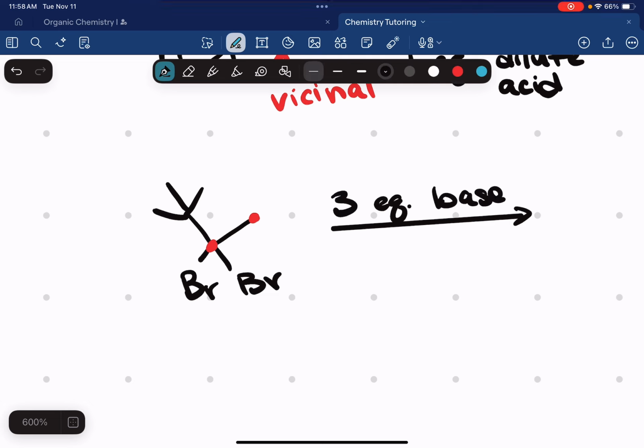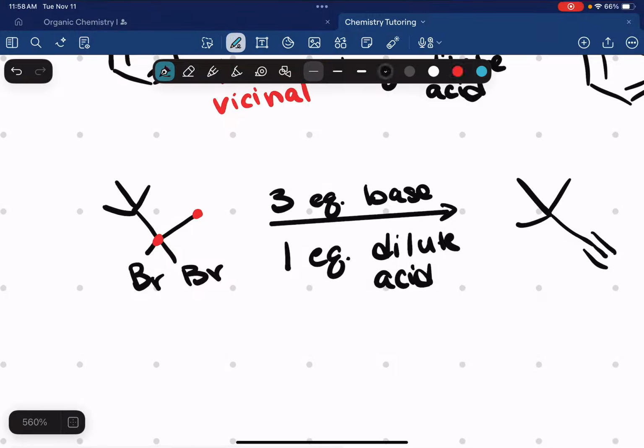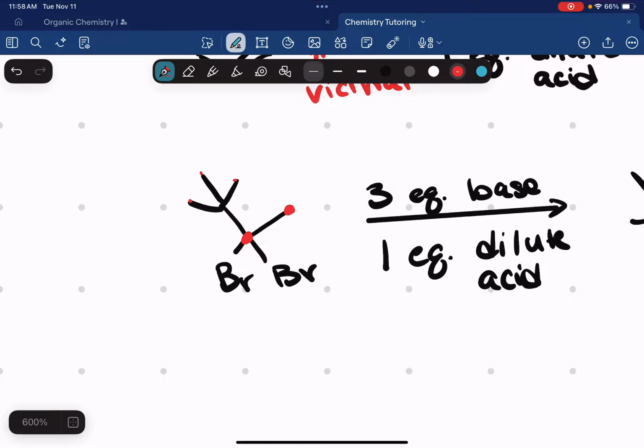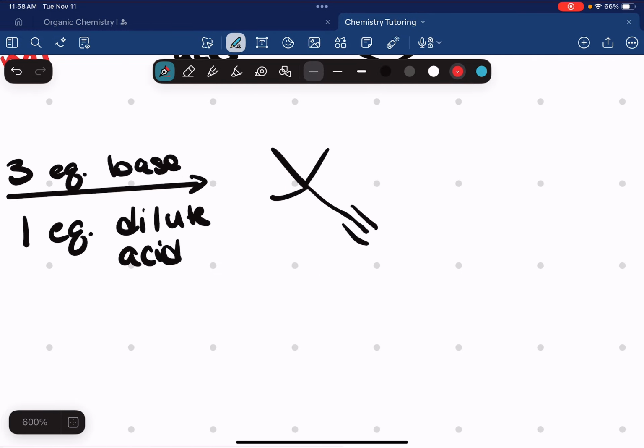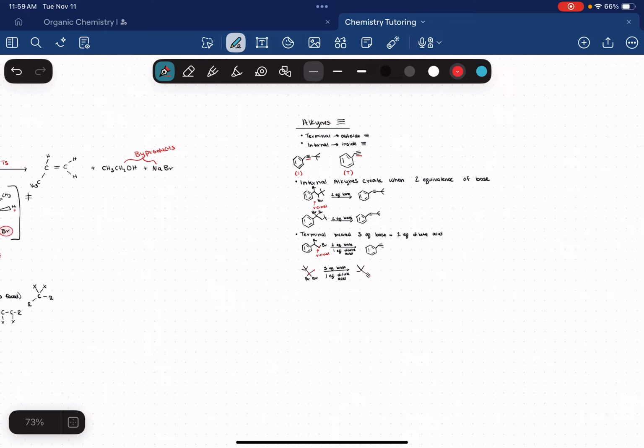Three. And one equivalent of dilute acid. So then you end up with the triple bond. Let's carbon count. 1, 2, 3, 4, 5, 6. 1, 2, 3, 4, 5, 6. Same number of carbons that we started with. So those are like the most important rules I had.